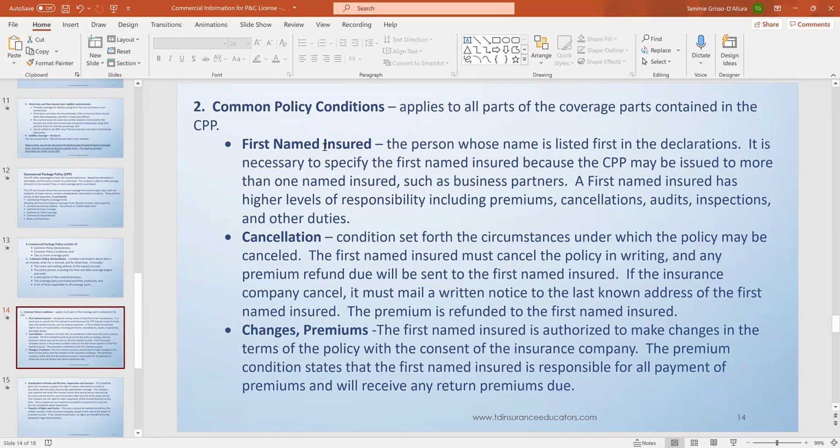Now, what are your conditions? Your main condition here is your first named insured because they have higher responsibilities. Whoever is that first named insured will have the higher level of responsibilities, including premiums, cancellations, audits, inspections, and other duties. Now, the first named insured is the only one that can cancel the policy in writing. The premium refund is due to the first named insured. And if the insurance company cancels, then it must mail a written notice to the last known address of the first named insured. They don't have to do anything fancy like make sure it's got a signature on it or anything like that. All they have to do is send it to the last known address. The first named insured is the one that makes any changes on the policy. They're the ones that pay the premium and that type of thing.